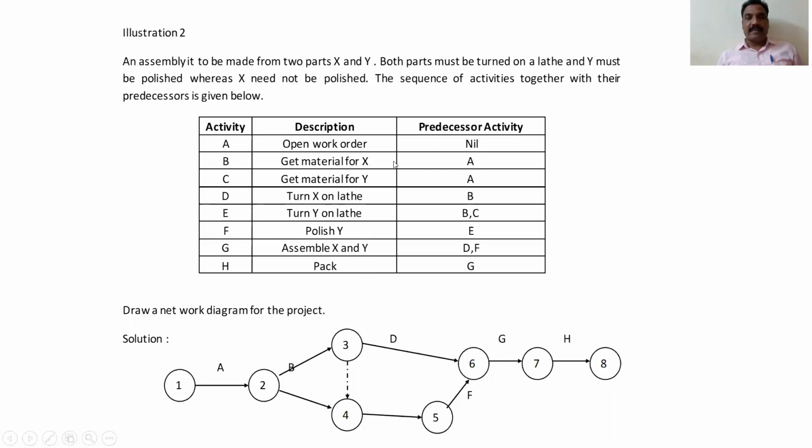The predecessor activities are: A is preceded by nil. B is preceded by A, and C is preceded by A, and D is preceded by B. E is preceded by B and C, and F is preceded by E. G is preceded by D and F, and H is preceded by G. This is an ending activity.